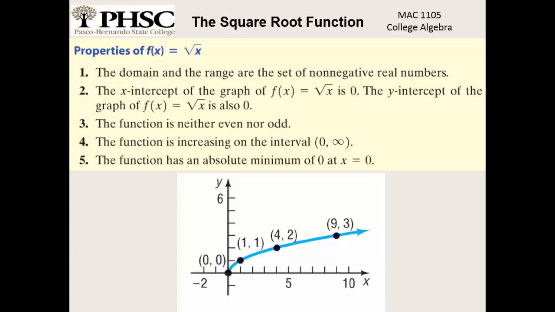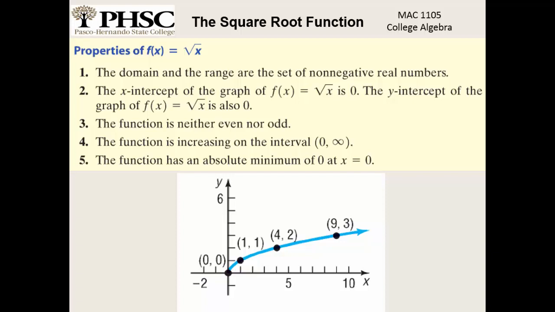So the first function that we're going to be talking about is what we call the square root function. There are 5 different things that we're going to talk about. The first thing is that the domain and the range are the set of all non-negative real numbers. So we can essentially use any input or output here as long as it is a non-negative real number.